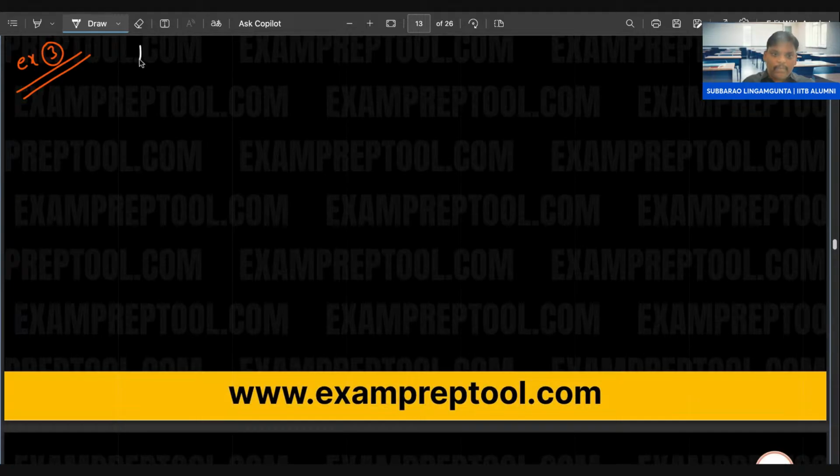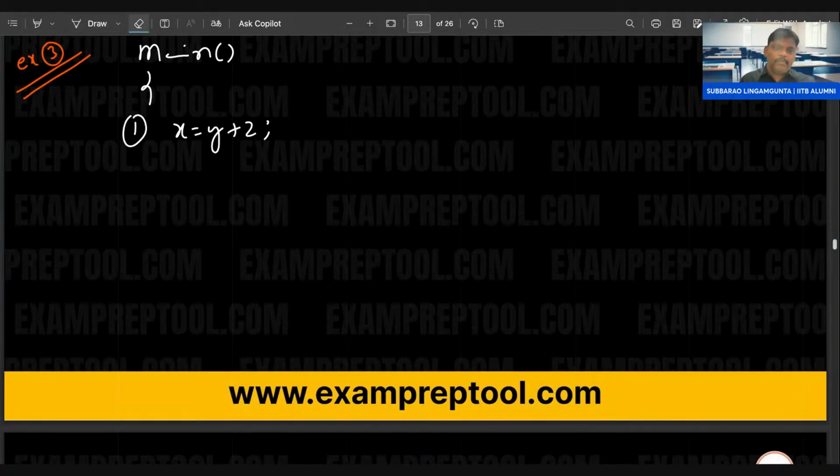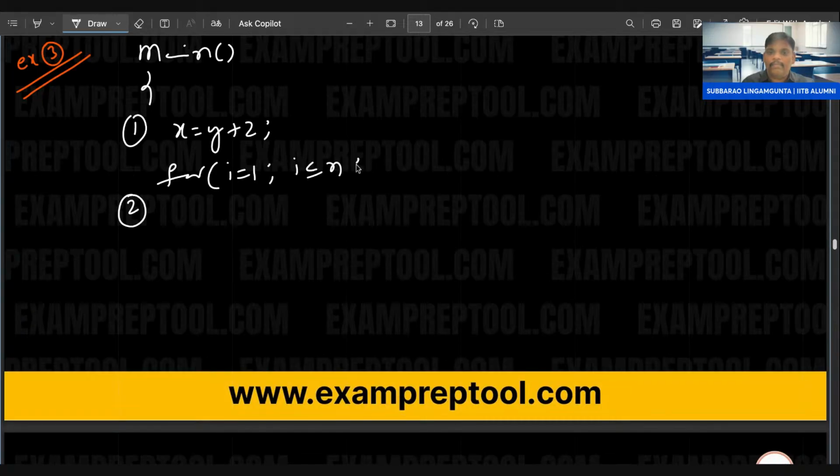Let's see example 3. See the third problem. The first statement is x is equal to y plus z. The second statement: for i is equal to 1, i less than or equal to n, i plus plus, x is equal to y plus z. Remember, the for is not the second statement. Inside the for, what is there, that is the second statement.